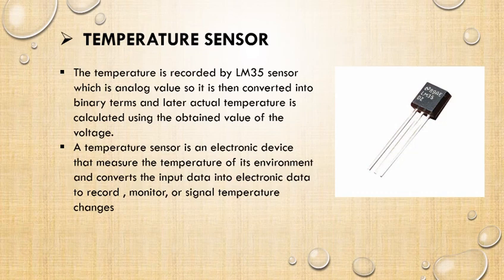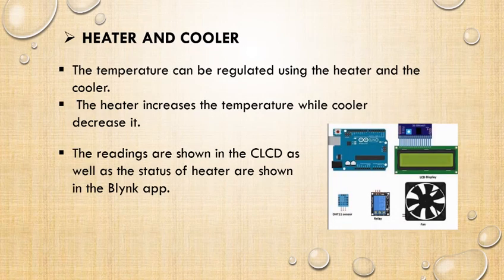Temperature sensor. Temperature is recorded by the LM35 sensor, which gives an analog value, so it is converted into binary terms and later the actual temperature is calculated using the obtained value of the voltage. This is how the temperature sensor looks like. Heater and cooler. The temperature can be regulated using the heater and the cooler. This is how the cooler looks like.